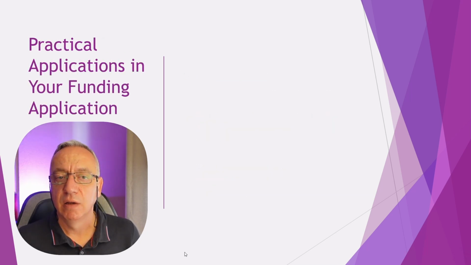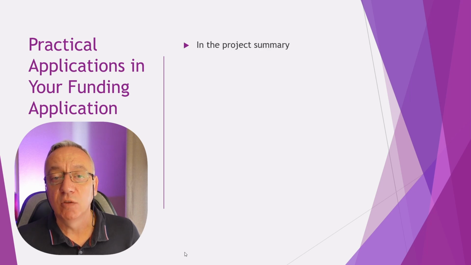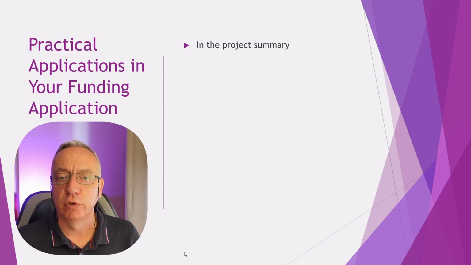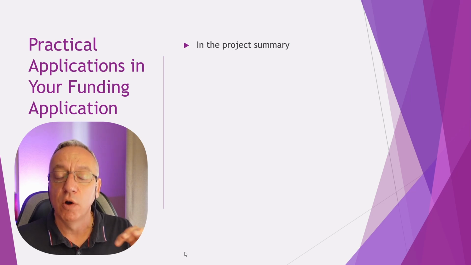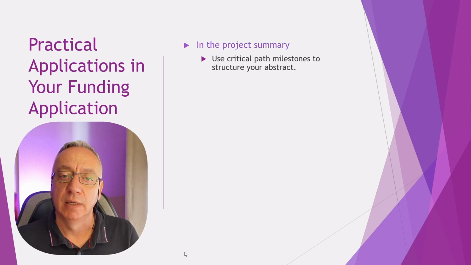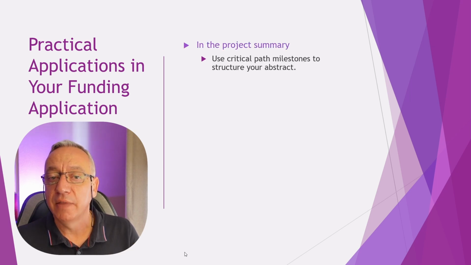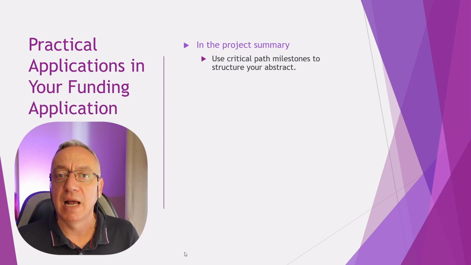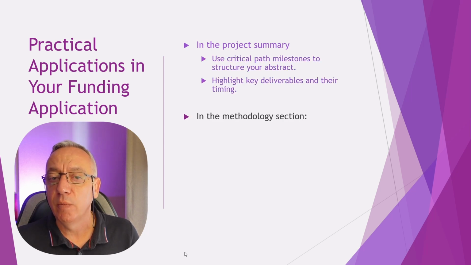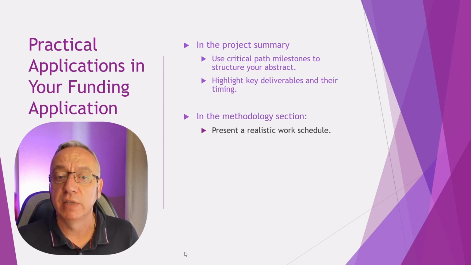So all this being said, what are the other practical applications of the critical path analysis for your funding application? In the project summary, for example, you can use the milestones you have identified to structure your abstract, and you will build your abstract around each of these milestones, describing the project step by step on the basis of your milestones. You can highlight key deliverables and their timing, because you know that from looking at the Gantt chart. Use it also in the methodology section. This will help you present a very realistic work schedule that should convince the funder.